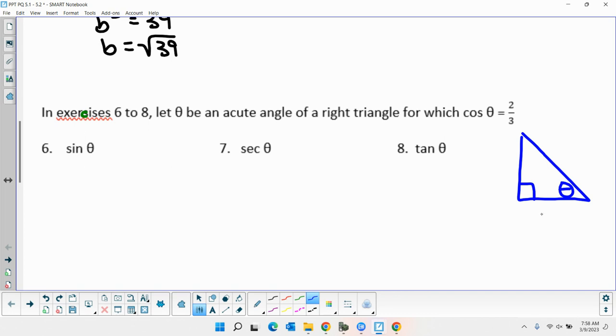So cosine is adjacent over hypotenuse. Okay, so I have to figure out the missing side. So then I can answer the 3 questions there. All right, so I'm going to use Pythagorean. I'll call this one A this time. So A squared plus 2 squared equals 3 squared. That's 4 and 9.